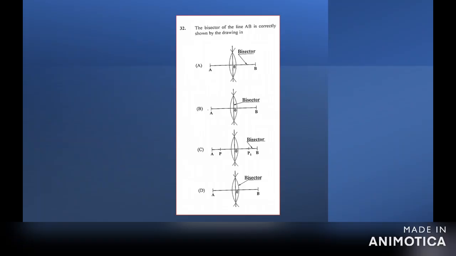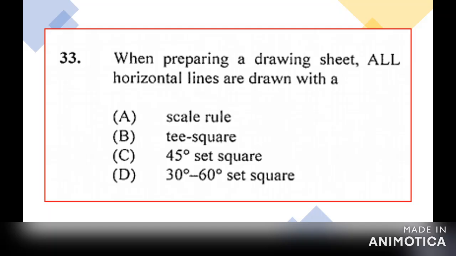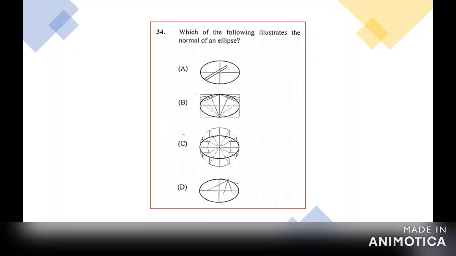Number 32, the bisector of line AB is correctly shown by drawing B. So as you can see, the bisector is the line cutting the horizontal line. So the answer would be B, 32. 33, when preparing a drawing sheet, all horizontal lines are drawn with a T-square. So that would be B. 34, which of the following illustrates the normal of an ellipse? That would be D.